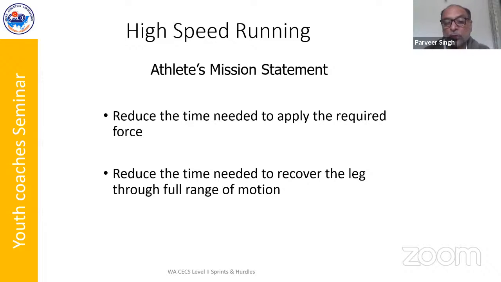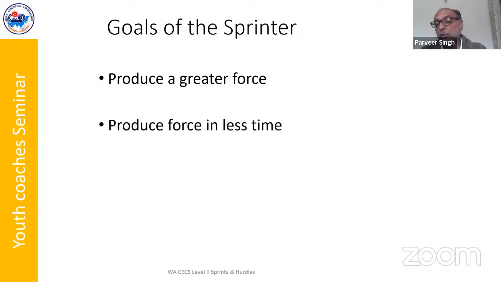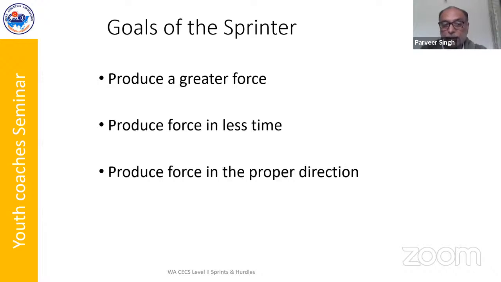Reduce the time needed to recover the leg throughout the full range of motion. So the recovery leg moves faster in a good performance sprinter. The goal of the sprinter is to produce a greater force, so produce force in less time. This is the same point whether you are a thrower, a jumper, or a sprinter: you have to produce high force but in a shorter time, because you get very short time. So you need to produce force in less time.